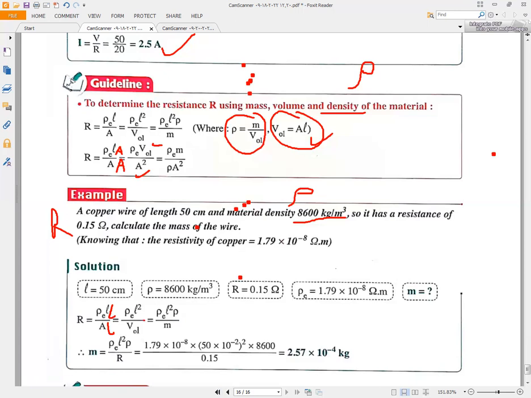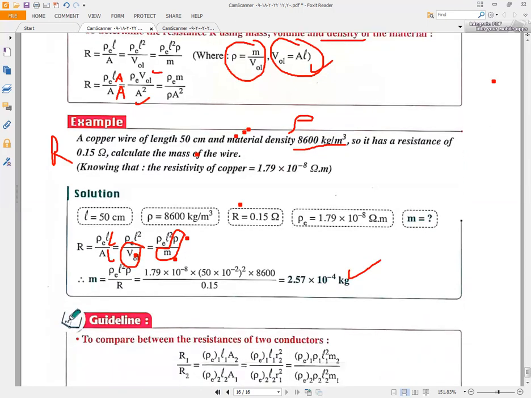Again, the volume from this relation equals what? Equals mass over the density. So volume equals mass over density. Okay? We have the density of the material, we have the electric resistivity, and we have the resistance. So mass can be calculated from this relation. Okay?